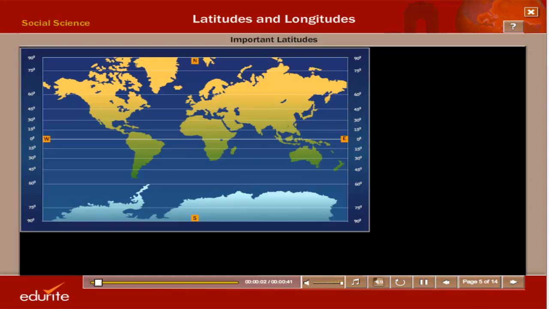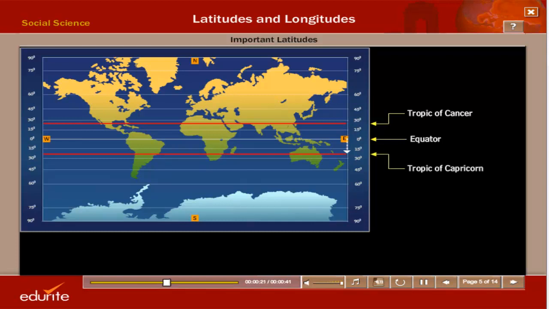Important latitudes. The equator is one of the important latitudes that divides the Earth into 2 equal parts. The Tropic of Cancer, which lies 23.5 degrees north in the northern hemisphere, and the Tropic of Capricorn, which lies 23.5 degrees south in the southern hemisphere, are also important lines which mark the northern and southern limits. The Arctic Circle, which lies 66.5 degrees north, and the Antarctic Circle, which lies 66.5 degrees south, are the other important latitudes.